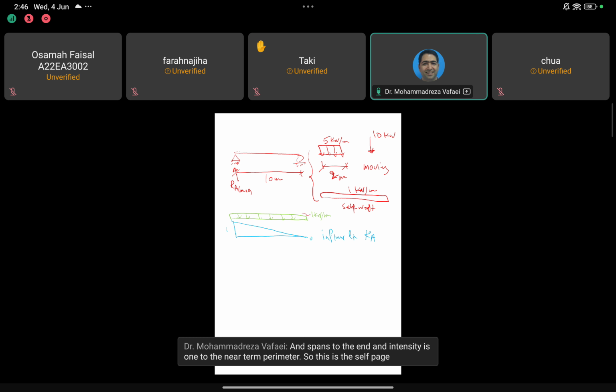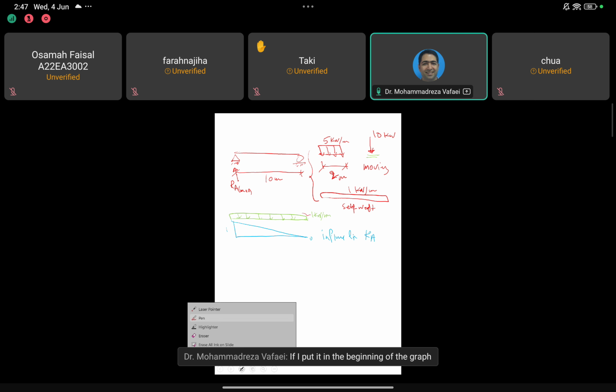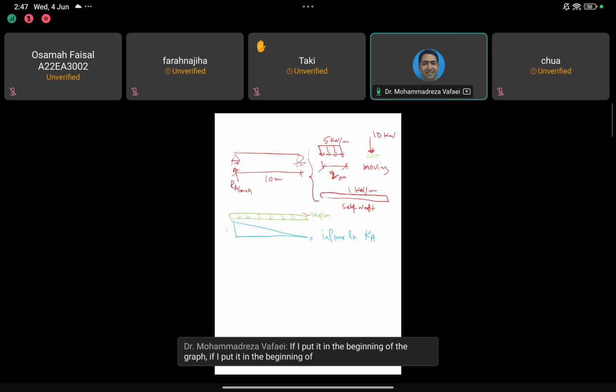Now it comes to the point load. Where should I put this point load to get the maximum response? We said we should put it in the place that the height of the influence line is largest. So if I put it at the beginning of the graph, I will get the largest value, because here the height is 1 and it goes to the right side, that height decreases to 0. So my point load should be right at the beginning of the span.